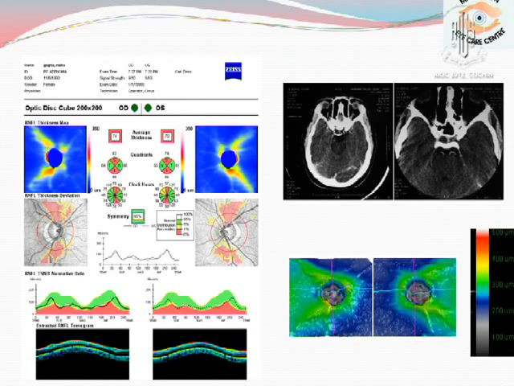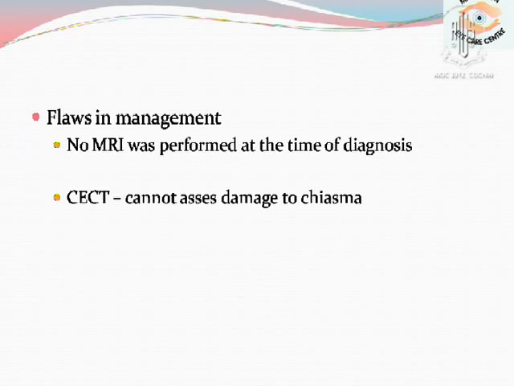So this is the pre-treatment MRI CT scan where we can see a pituitary adenoma, and this is the OCT picture of the patient. We can clearly see the superior pole and the inferior pole are showing decreased nerve fiber layer thickness, and this is the macular program which is centered over the disc to show you the elevation and depression of the optic nerve head. So this indicates probably there is a nerve fiber layer loss even with the absence of field defect. There were some flaws in the management, like there was no MRI performed at the time of diagnosis. The treatment was started on the basis of CT scan, and CECT could not actually assess damage to the chiasma because it's not good for soft tissue assessment.